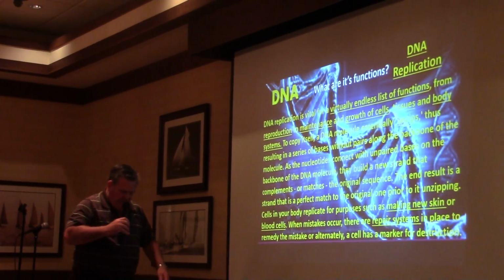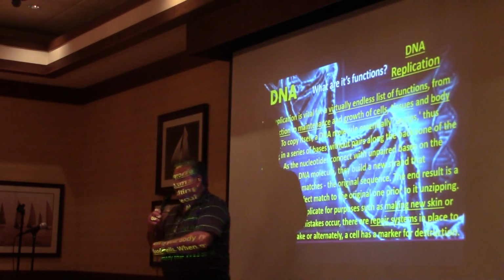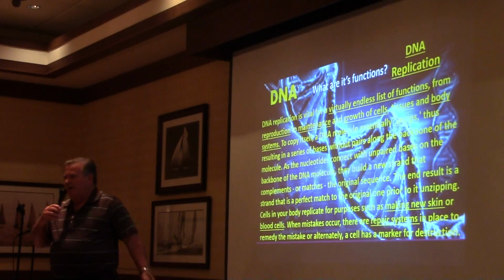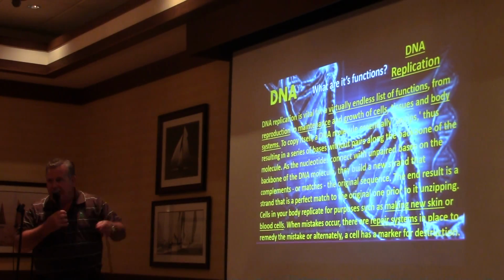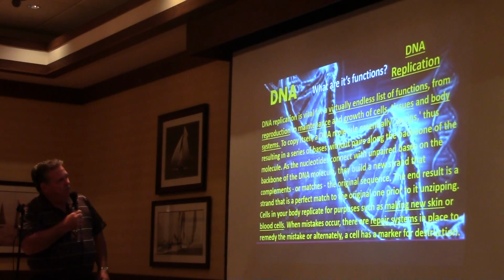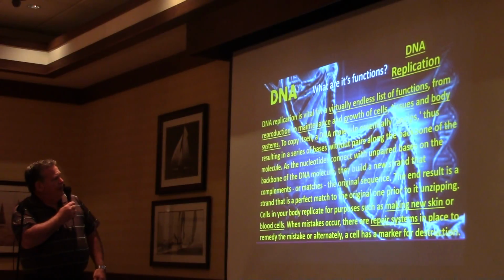Now, again, you can see the structure here. It unzips in the middle along those nucleotides. There is a protein that actually does that. It goes alongside it and cuts it in half when it's ready to be duplicated, thus resulting in a series of bases without pairs.